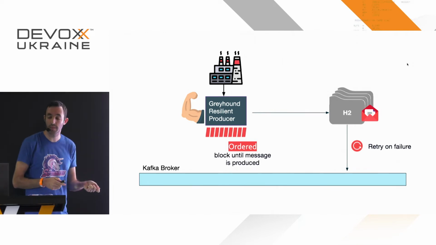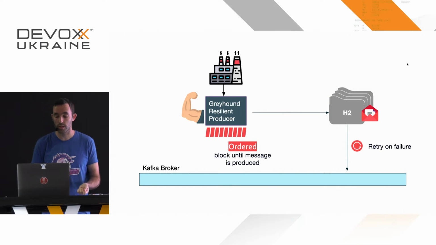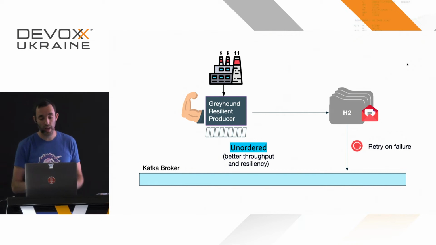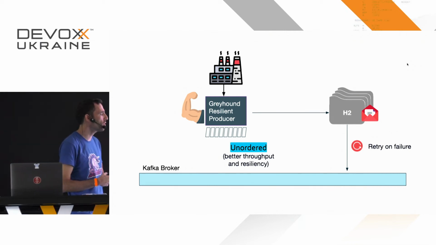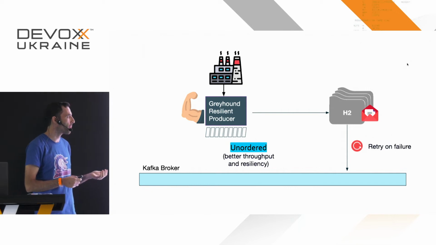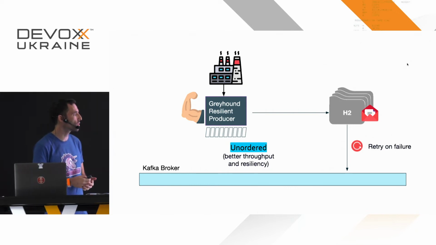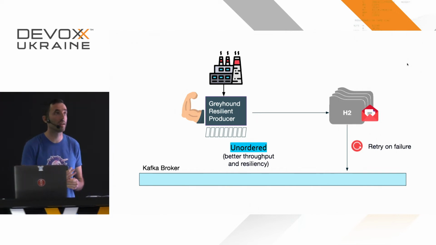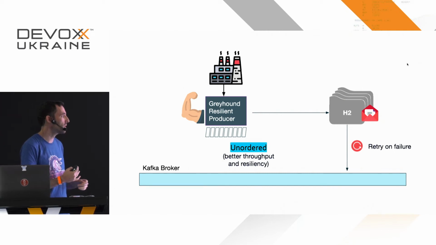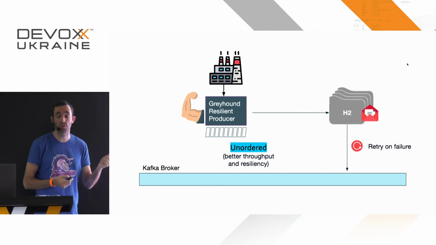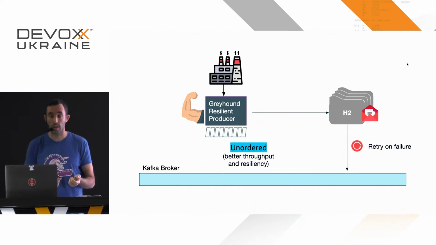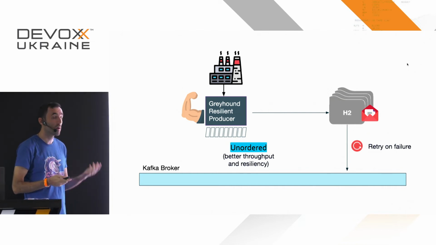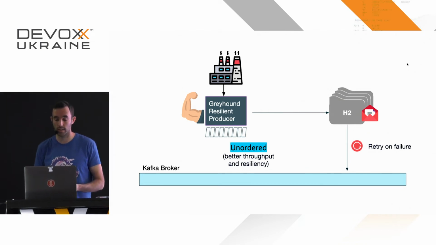And it comes in two flavors, either ordered or unordered. Basically, ordered means that it will block until the message is produced, and unordered will give you better throughput because it doesn't block, it just tries to produce the message and won't get persisted. If there's some failure in the H2 database file, then it will just bypass it. So on the one hand, it's unordered execution, but you do get better resiliency and throughput.